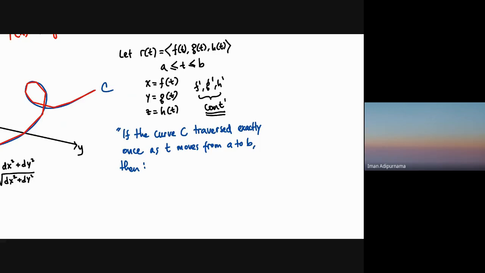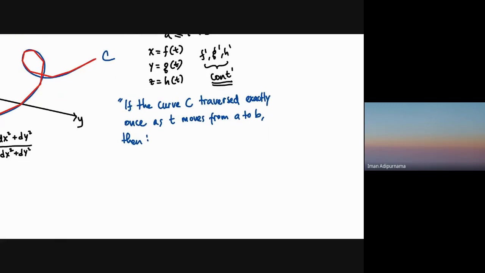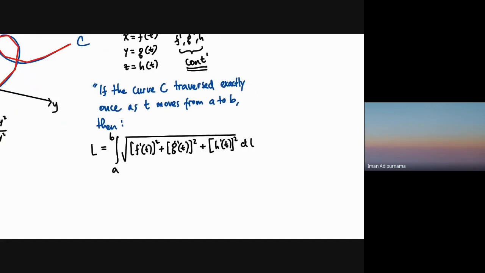And then let me write the L for this 3D first. So it's the integral from a to b, and then square root. This is f prime t, and then squared, and then plus g prime t, and then squared, and then plus the h prime, and then dt.